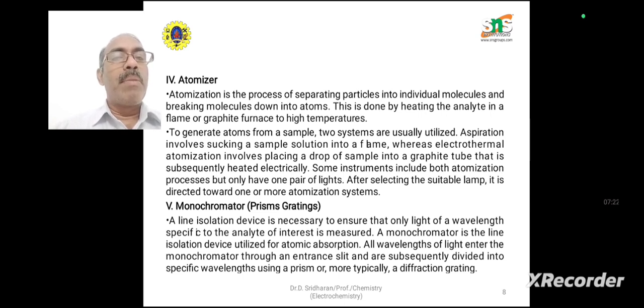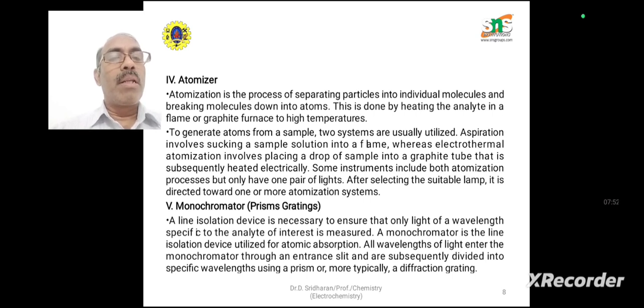The atomization happens here, the process of separating particles into individual molecules and breaking molecules down into atoms. This is done by heating the analyte in a flame or graphite furnace to high temperature. So this step is a very essential part. We can analyze our sample by converting it to the flame.